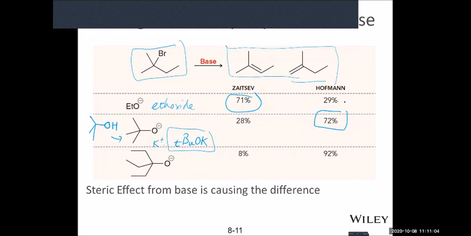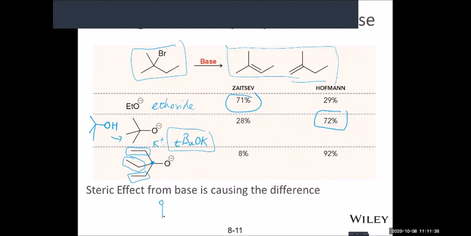With the tert-butoxide, such a big bulky base, you get the Hofmann product as the major product. And you can see the result is even more dramatic if you use this one. This carbon is very similar to tert-butoxide, except instead of a methyl group you have an ethyl group. So basically three ethyl groups attached to the same carbon. This base is even bigger.